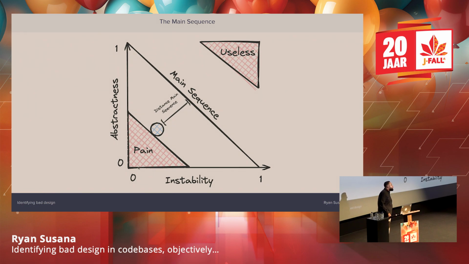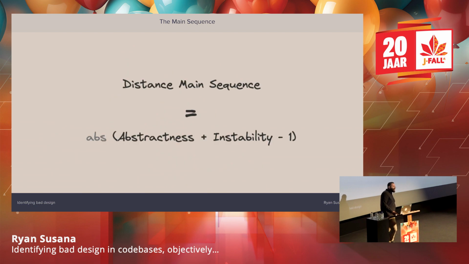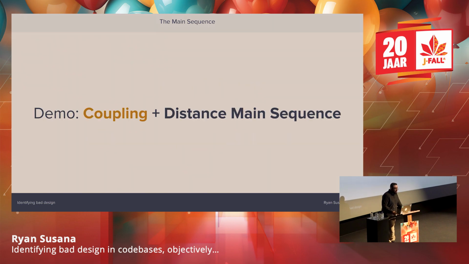Now this represents code that is just hard to change, right? And this code, the code that is too abstract and too unstable, he simply calls it useless code. It does really nothing. Now, to calculate the distance to main sequence, you take the abstractness, add it to instability, and subtract 1, then take the absolute value, and that's the distance to main sequence metric. Now, let's actually jump in and demo this distance to main sequence.